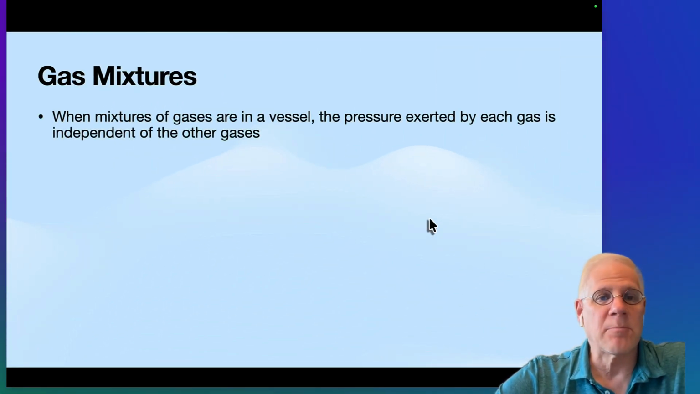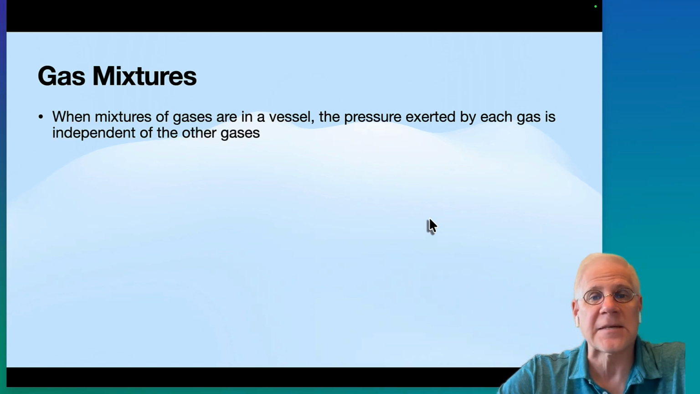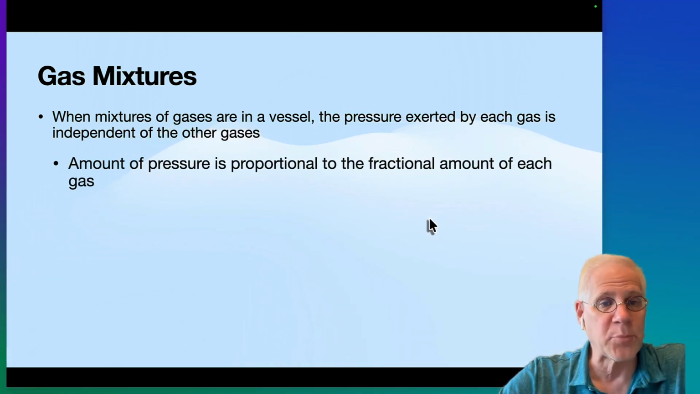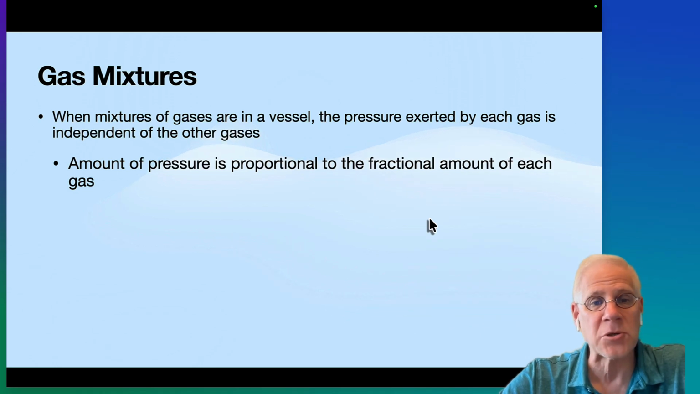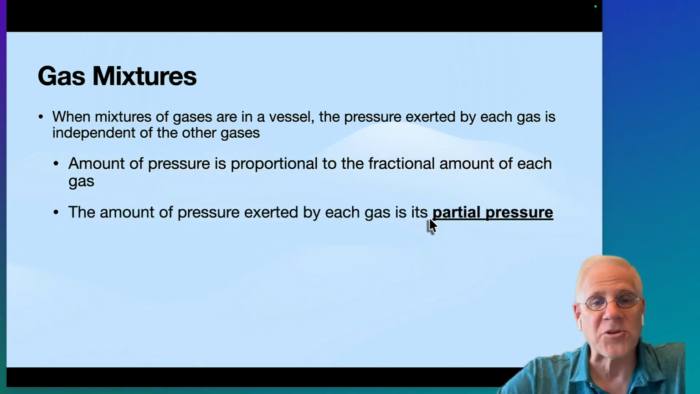So when we have mixtures of gases in a vessel, for example a sample of air that has several different gases in it, the pressure exerted by each of the gases present is completely independent of the other gases that are also present. In other words, the amount of pressure exerted by a particular gas is proportional to the fractional amount of each gas. And the amount of pressure exerted by each gas is what we say is its partial pressure.